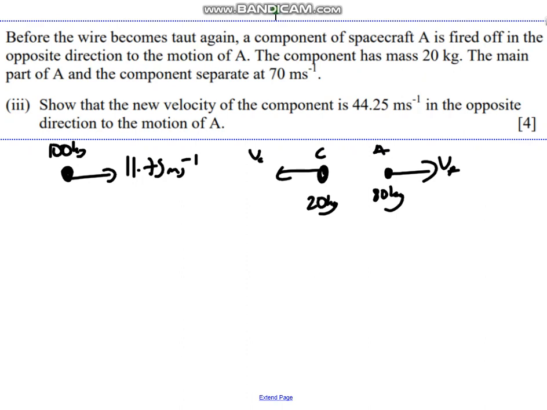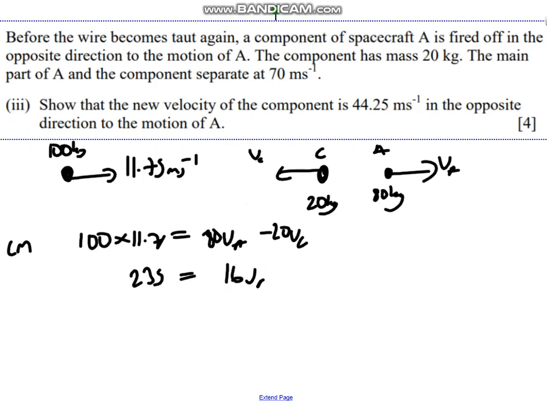Okay, so we can look at the conservation of momentum. Beforehand we've got 100 times 11.75, and that is going to be equal to 80 VA minus 20 VC, and this would simplify down to 235 is equal to 16 VA minus 4 VC. Okay, so they divide through nicely by 5. Call that equation 1.